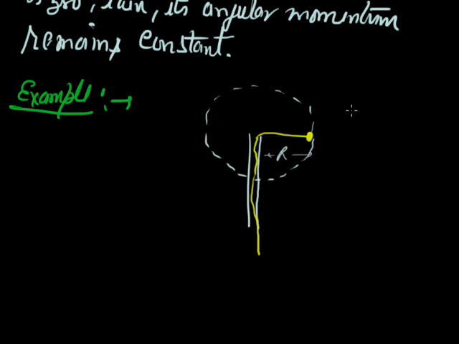Suppose the angular speed in this path is omega 1. If we decrease the radius capital R, suppose it reaches up to this point, the radius becomes small r, and it is rotating. Suppose its angular velocity becomes omega 2, and we want to find the relation between omega 1 and omega 2. Either omega 2 will increase or it will decrease. Now we will find it.